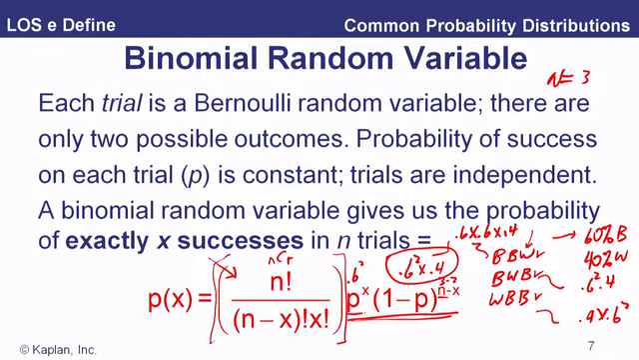So probability of success to the power of the number of successes, times probability of not success to the power of the number of not successes, times how many ways there are to get 2 black ones in 3 trials.